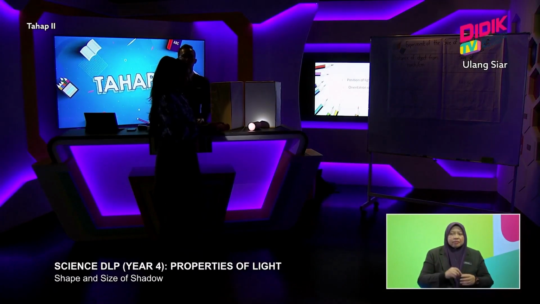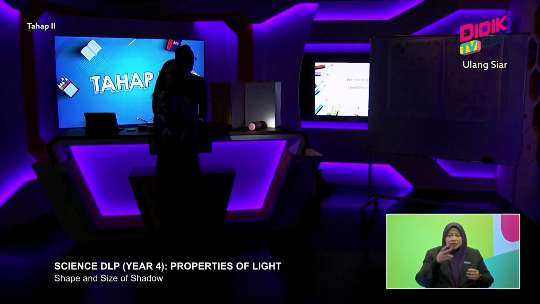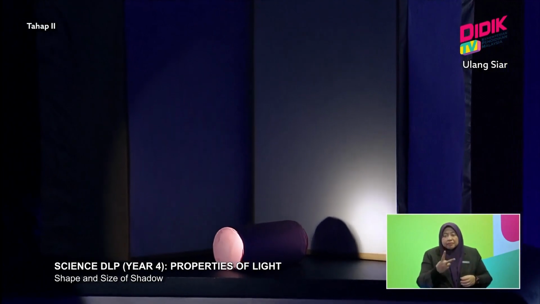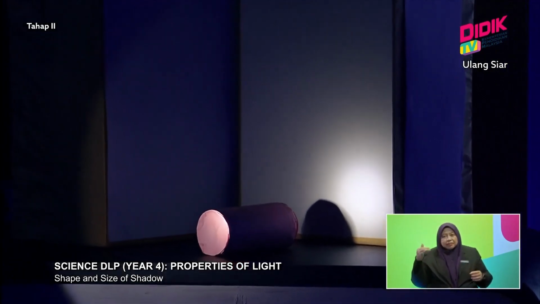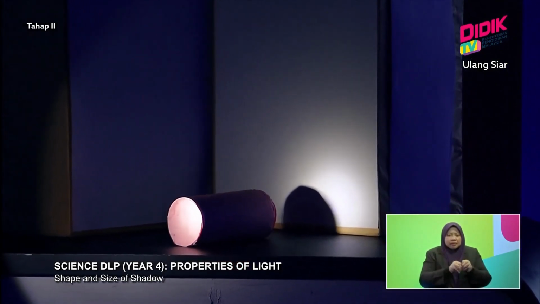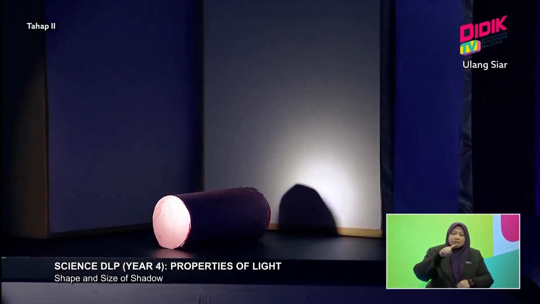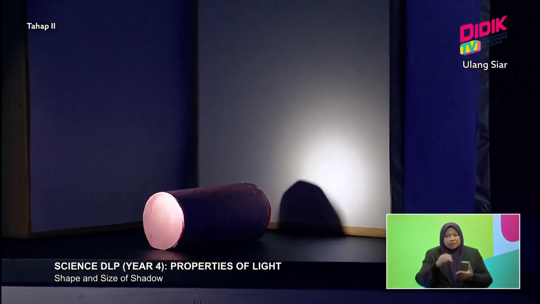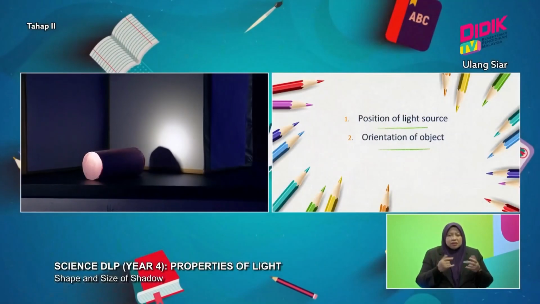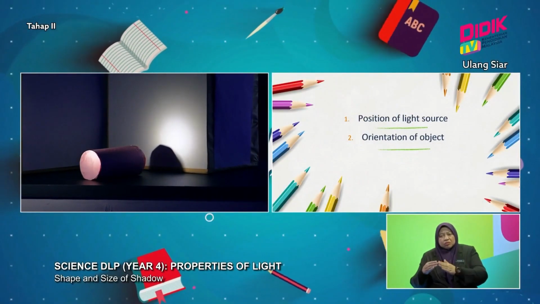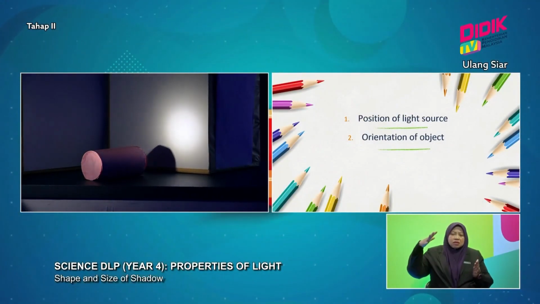There you go. Do you see the shadow? Yes, it's like a circle. Yes, it's a hemisphere, or a semicircle. Semicircle, yes. Now if you change the position of the light source, you go towards your right. Okay, I'll be going towards my right.